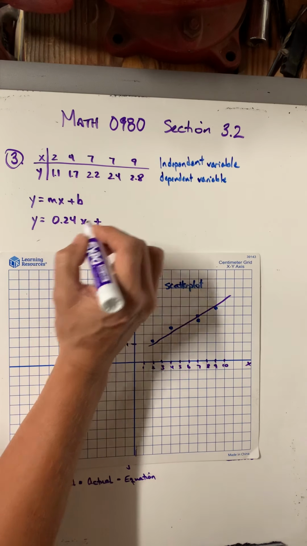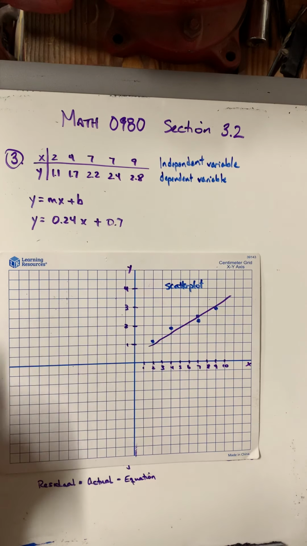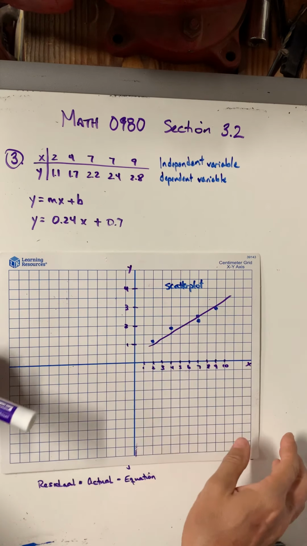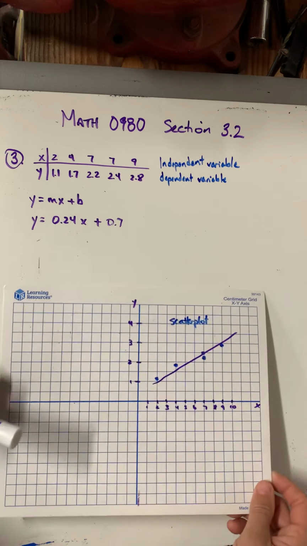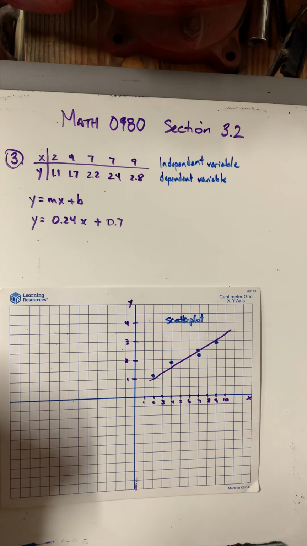0.24x plus 0.7. So in statistics, you'll figure out the equation of that line, but in this course, you're not going to have to worry about that. They're going to give that to you.